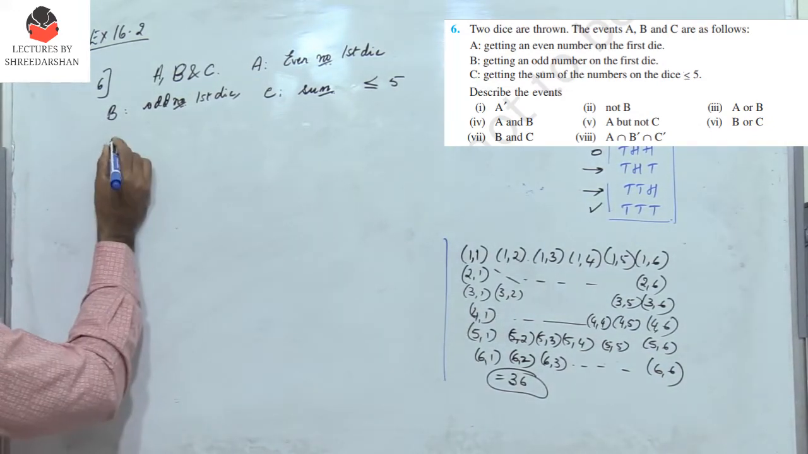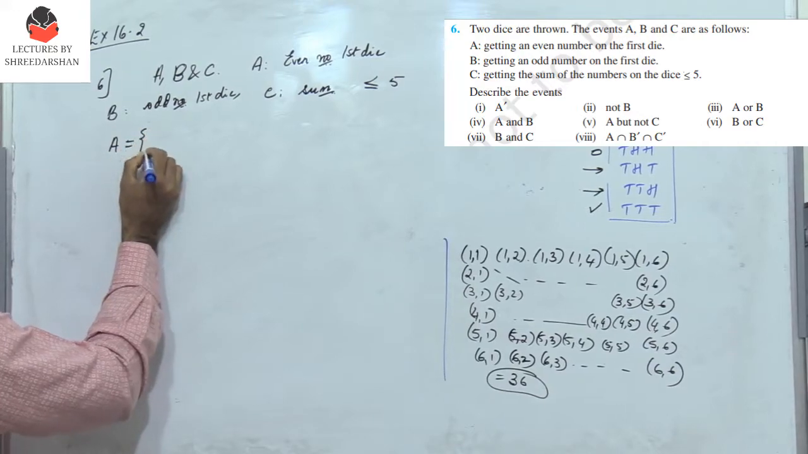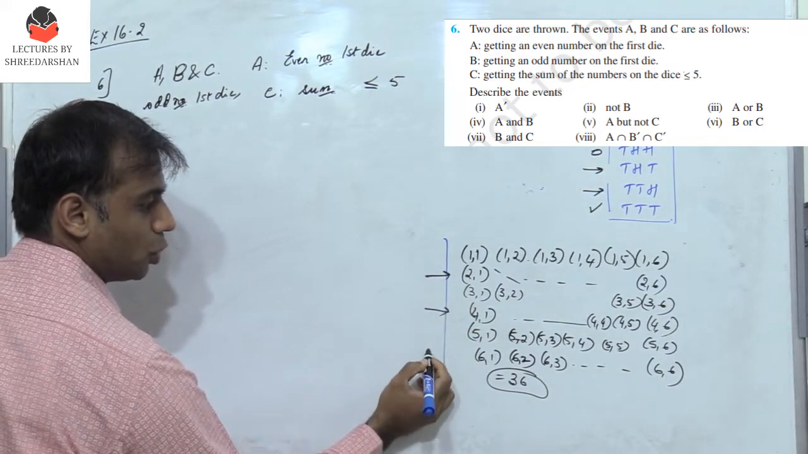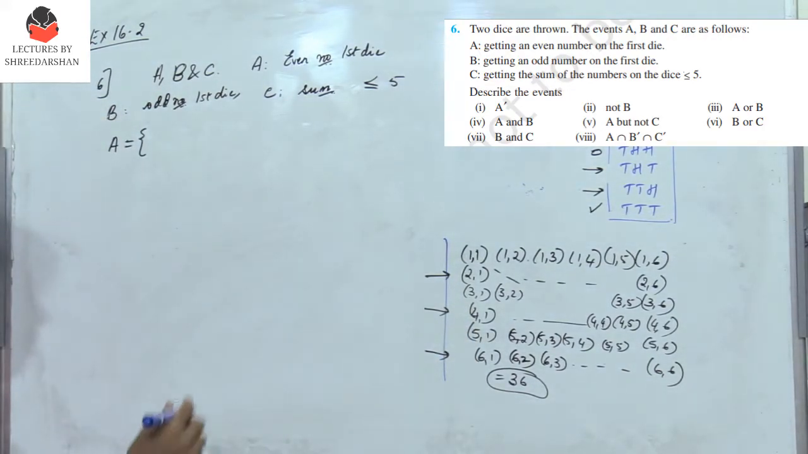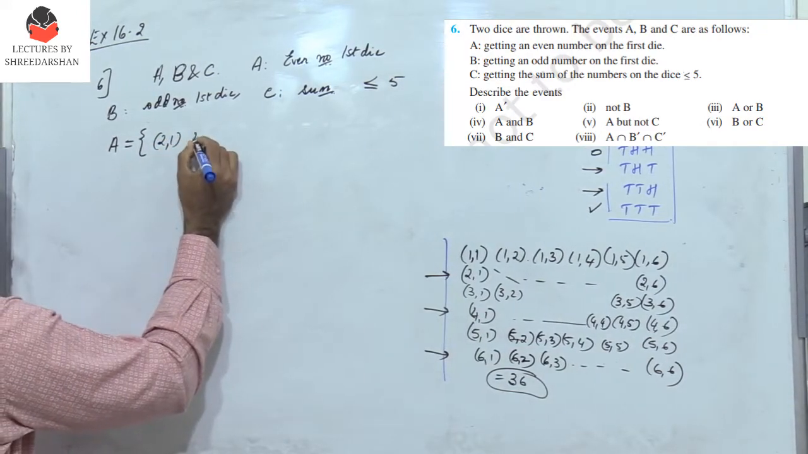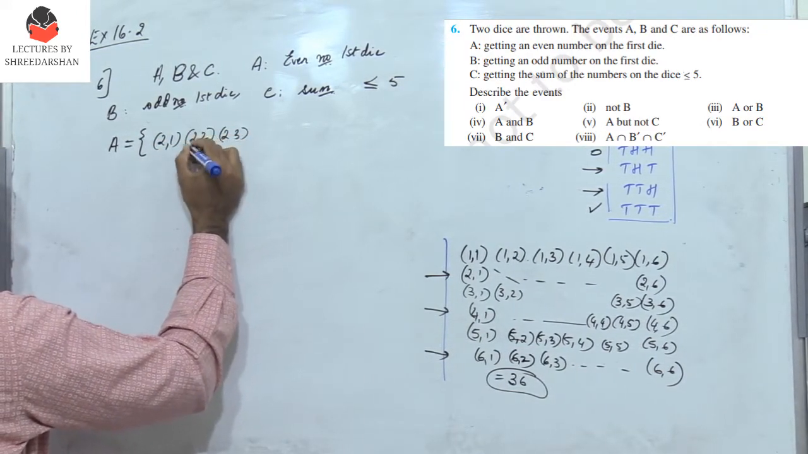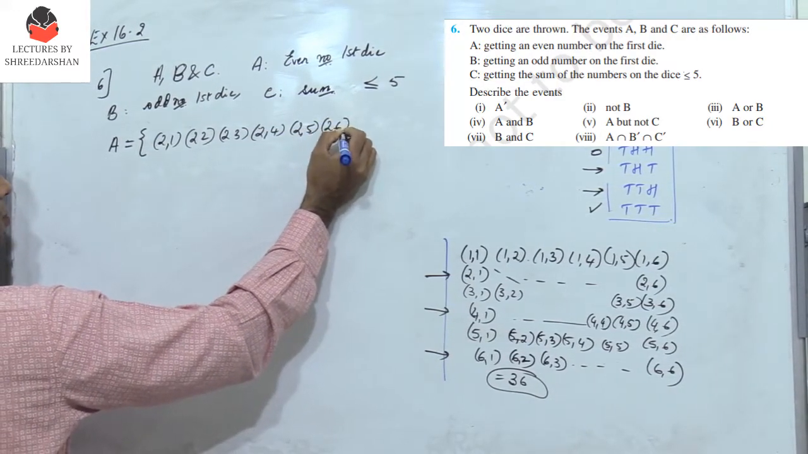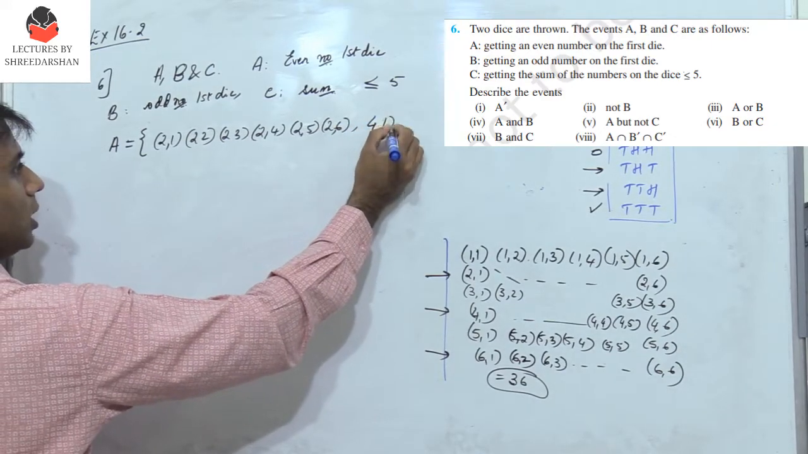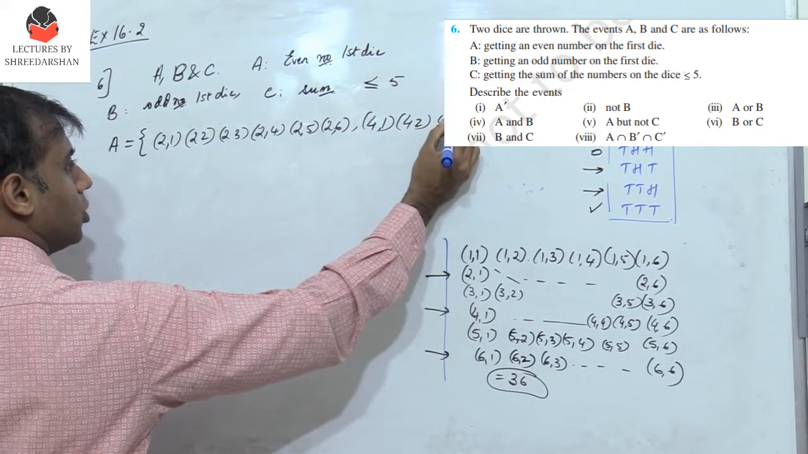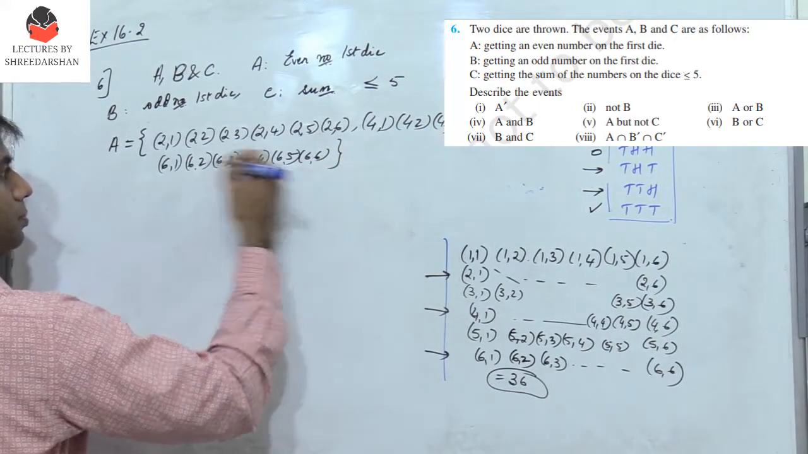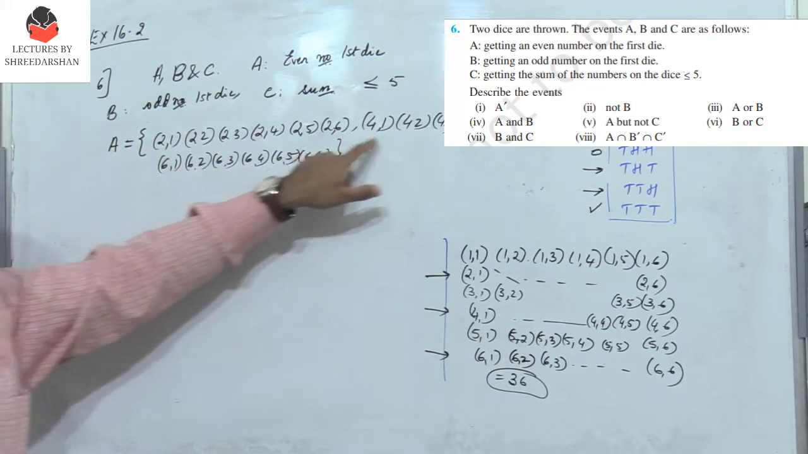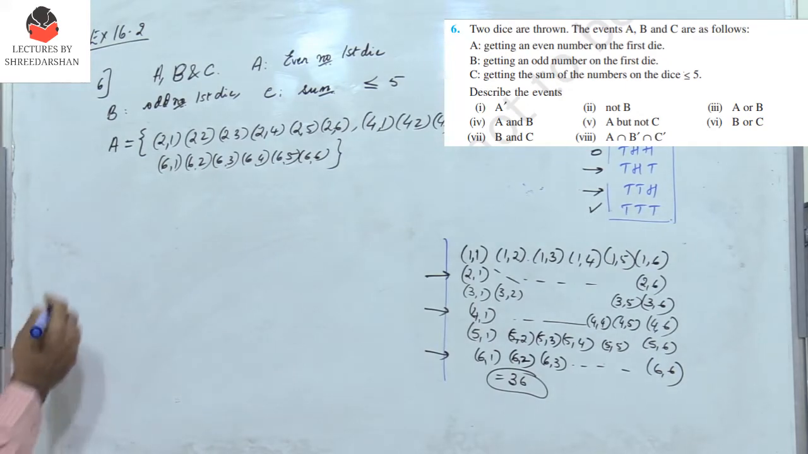So what is event A? I have an even number on the first die. So I have the second row, the fourth row and the sixth row. So you have 2,1, 2,2, 2,3, 2,4, 2,5, 2,6. Next you have 4,1, 4,2, 4,3. So this is event A, where the first number is even: 2,1 to 2,6, 4,1 to 4,6, 6,1 to 6,6.